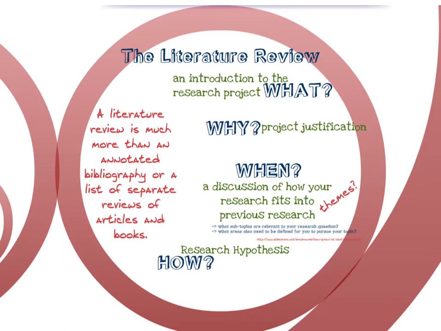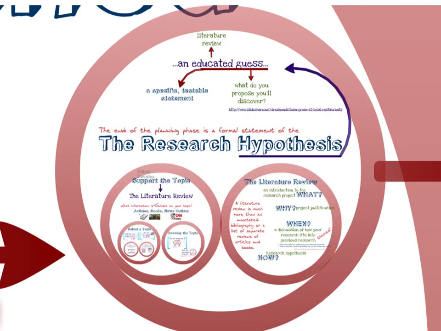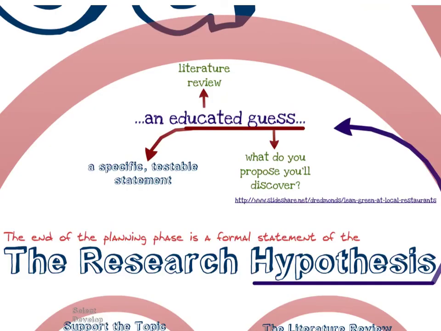Another thing that the literature review does is it prepares all the supporting information and points it toward your purpose, your goal, your research hypothesis. A hypothesis is an educated guess, absolutely. The education part of it comes from the lit review. The guess part of it is, what do you think is going to happen? So when you put this all together in a statement, you want a specific, testable statement. This is the end of your planning phase. This is your formal presentation of here's what I think is going to happen.